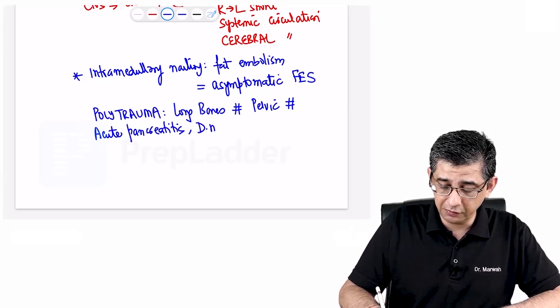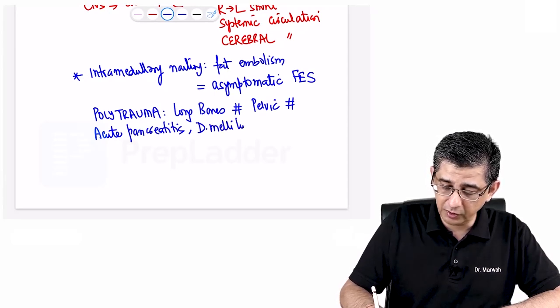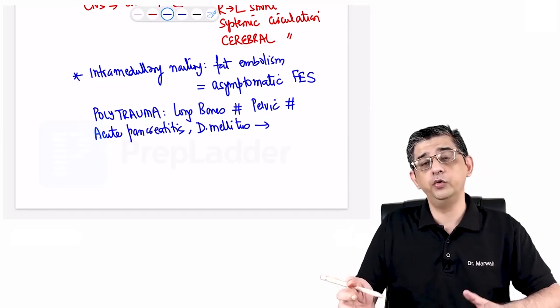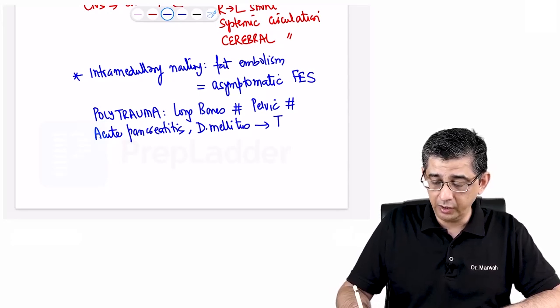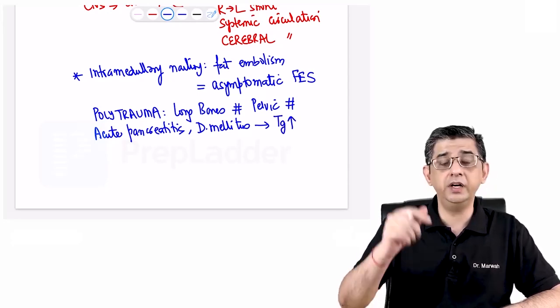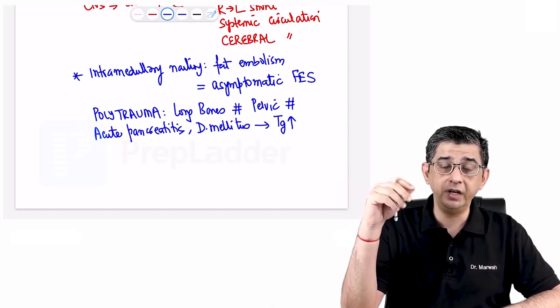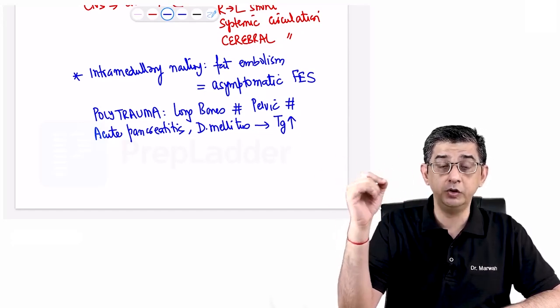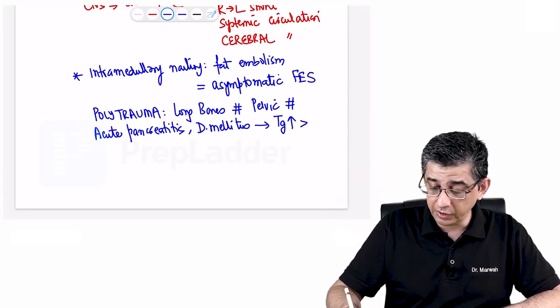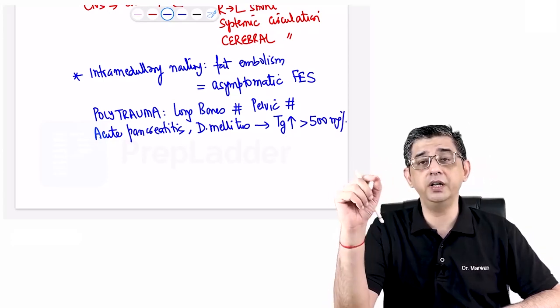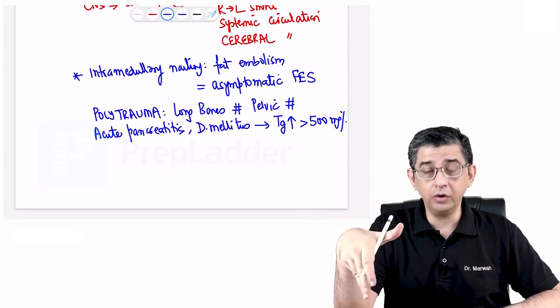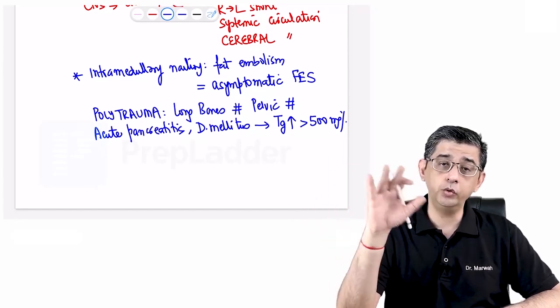Then is diabetes mellitus. Very surprising. A lot of guys message me and say, sir, how did you say diabetes mellitus contributes to fat embolism syndrome? So I just want to say that in people who are having diabetes mellitus, anyway, triglycerides are very high. So when triglycerides are very high, lipid profile is grossly deranged. Triglycerides in diabetes can be shooting beyond 500 milligram%.